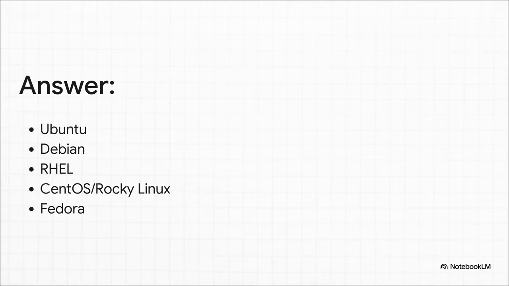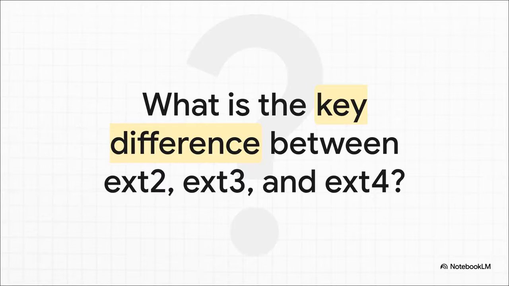And there it is. That's the list you want to have ready. Naming Ubuntu, Debian, RHEL, Rocky Linux, and Fedora shows you know the major players, both on the community side and in the enterprise world. Next up, a question about the file system. What's that crucial evolutionary line that separates these three versions?